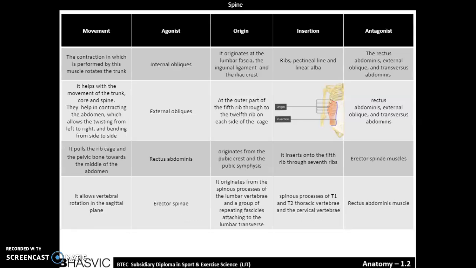Finally, here's the spine. The agonist is the internal obliques. It originates at the lumbar fascia, the inguinal ligament and the iliac crest. The insertion is ribs, pectineal line and linea alba. The antagonist is the rectus abdominis, external obliques and transversus abdominis, and finally the movement is contraction, in which it's performed by muscle rotates of the trunk.